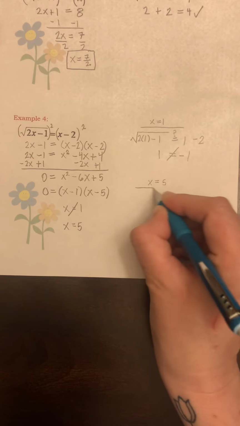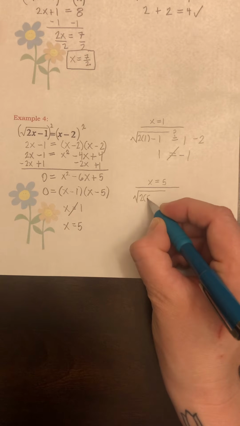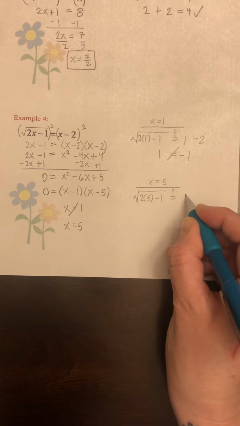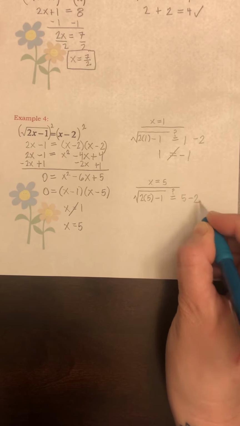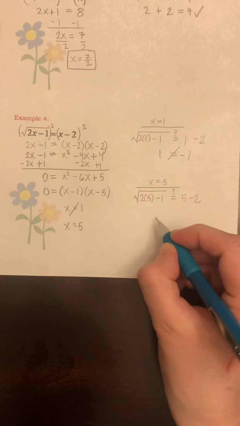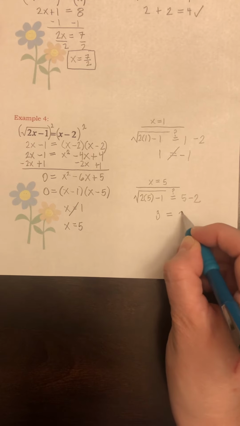Now I'm going to check our other possible solution. Again, you go back to the original, and everywhere you see an x, you're going to plug in a 5. All right, so underneath the radical, 2 times 5 is 10. 10 minus 1 is 9. The square root of 9 is 3. On the right side, 5 minus 2 is 3.